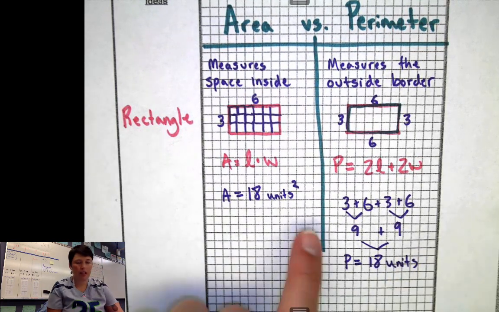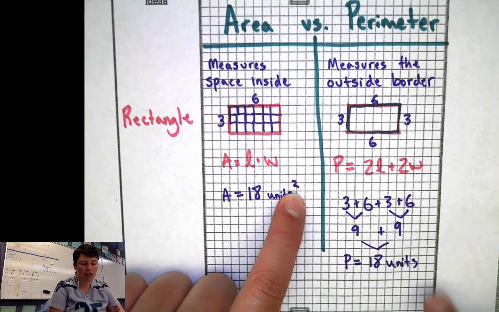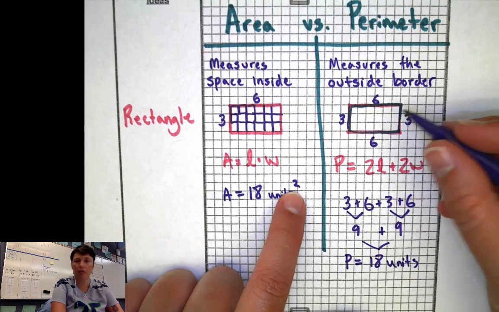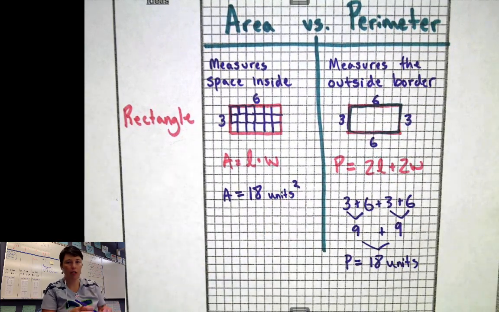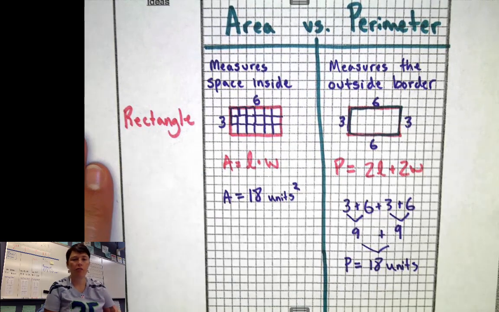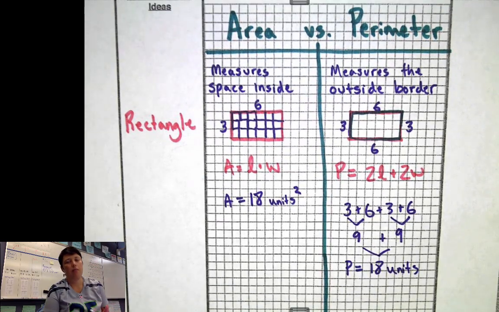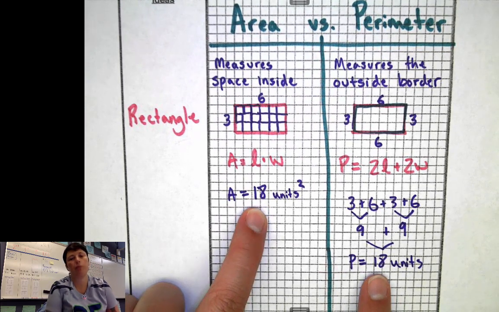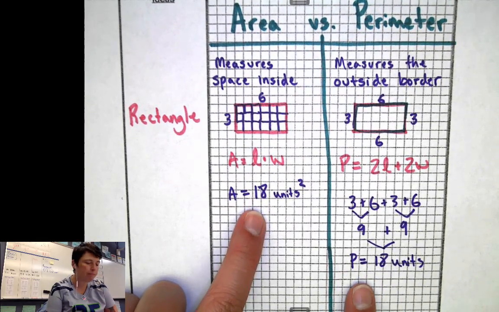Notice I'm not putting the little squared on there because we're not counting the squares. We're just counting how long the border of this shape is. So something a little bit different. Okay, so we've got perimeter, we've got area. Notice how they're different measurements. And this is kind of a rare case for them to match up like this. Maybe I should have picked a different example, but it can happen.